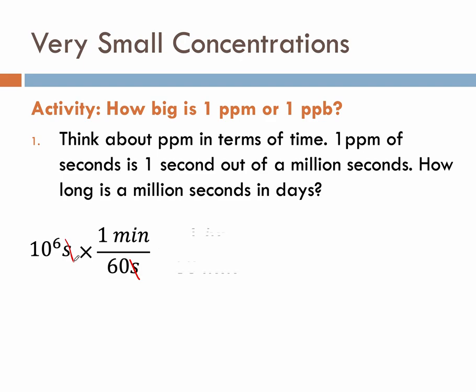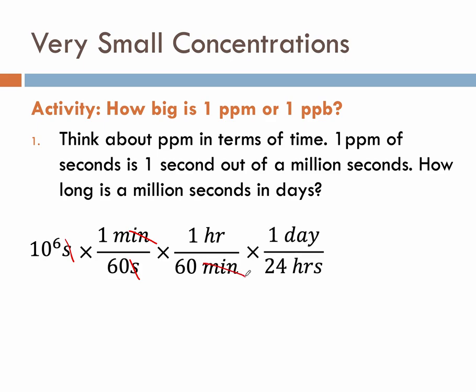Now I need to cancel minutes. So if I put 1 hour, which is equal to 60 minutes, as my next fraction, then I can cancel out minutes. Now I want to cancel hours. There's 24 hours in one day, so I'll multiply by 24 hours per day. Now I can cancel out hours. All right, toss that into your calculator.